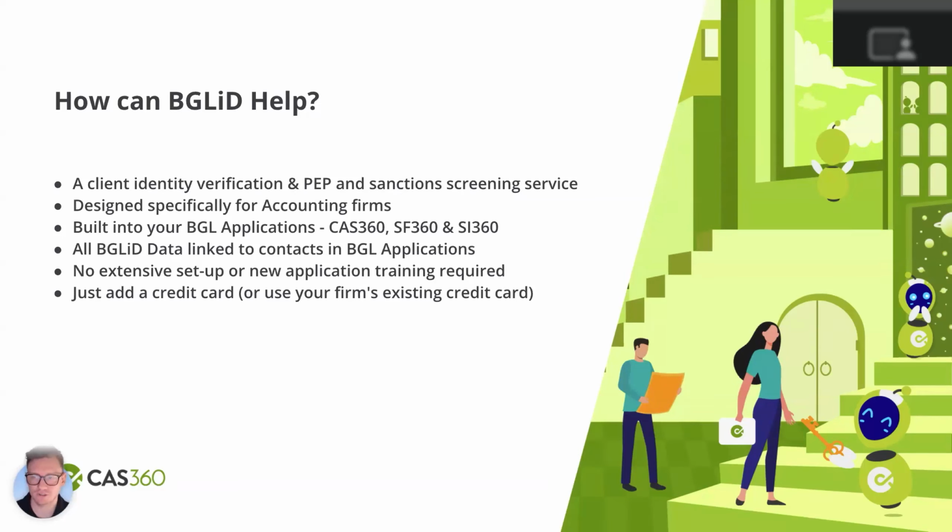First and foremost, BGLiD is a client identity verification and PEP and sanctions screening service. So not only are we doing the KYC, the Know Your Client process, we are also doing the AML step of checking sanctions, checking watch lists, checking your PEP screening for these particular individuals. BGLiD, like a lot of BGL products, is specifically designed for accounting firms. So we have built this to help you meet these particular requirements.